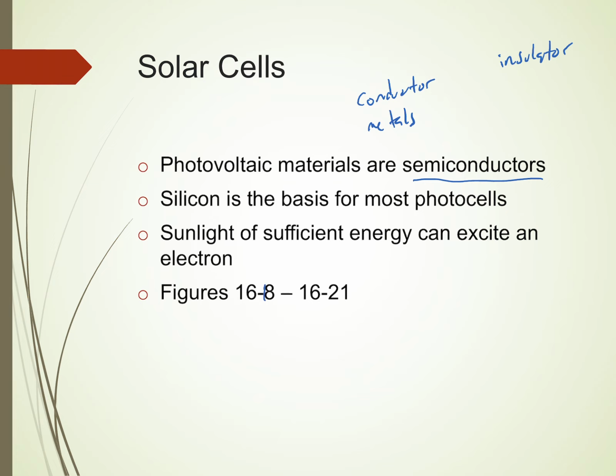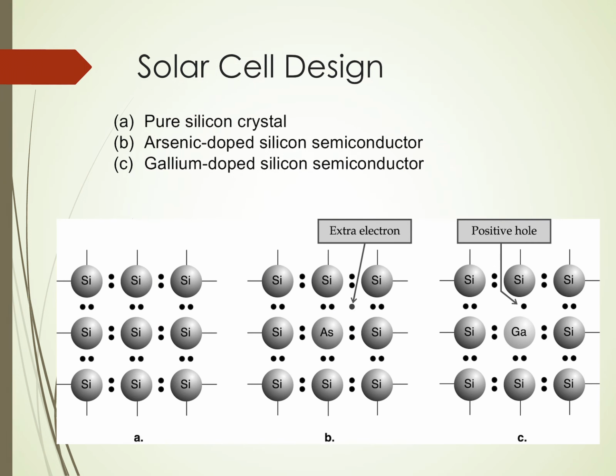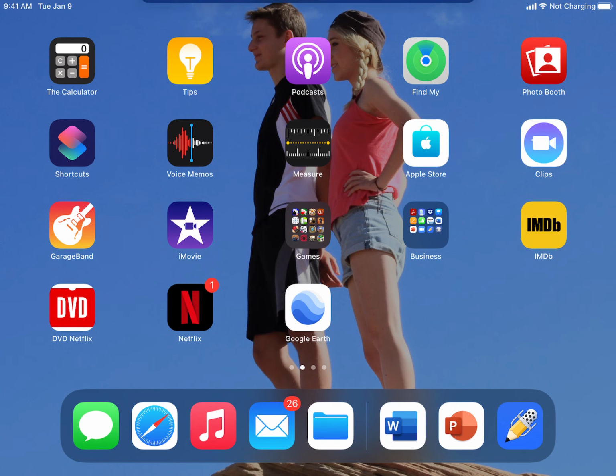So what we have is sunlight can actually excite them. So let's look here now. Here's the solar cell design. This is some of the more advanced chemistry we'll deal with in this course in general. Here's a pure silicon crystal over here. Now silicon actually has what we say 4 valence electrons. What that means is the outer electrons.